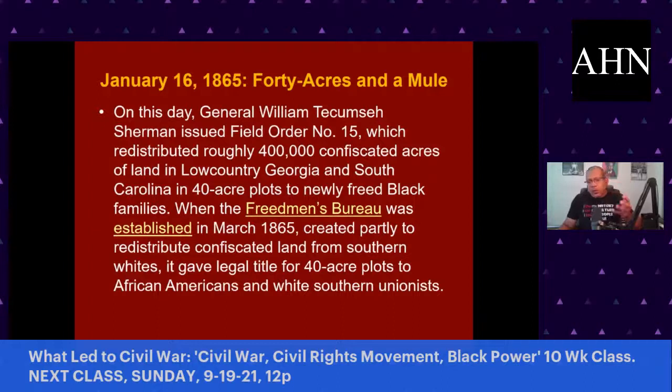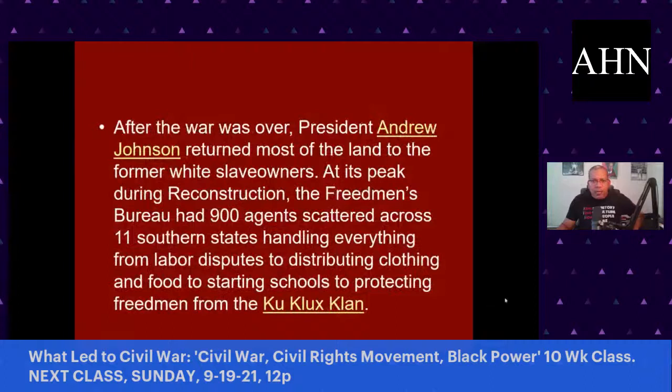And most of this land is going to be taken back by President Andrew Johnson, who succeeds Lincoln after Lincoln is assassinated. Johnson is sympathetic to the Confederacy and to the white Southerners, the former plantation owners. But this was coastal land in South Carolina, Florida, and Georgia. It wasn't land in all of the South.